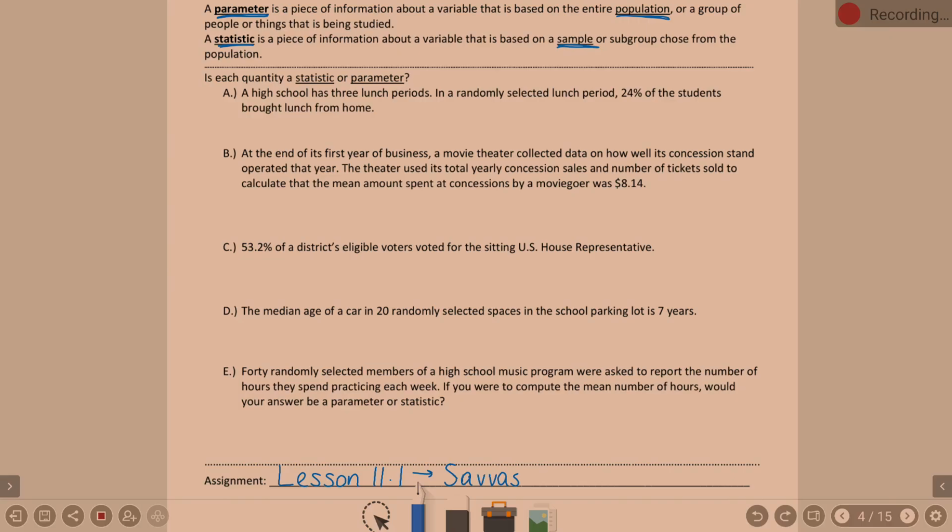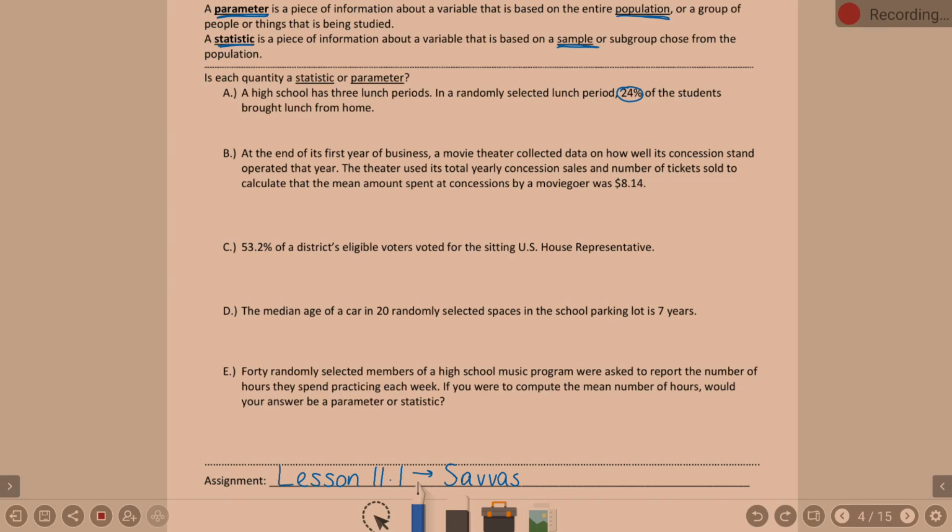Okay? Now, let's look at these. And again, it'll make sense as you put it all together. A high school has 3 lunch periods. In a randomly selected lunch period, 24% of the students brought lunch from home. So the quantity we're talking about is the 24%. Is that quantity a statistic, where it describes a sample, or is it a parameter, where it describes a population?